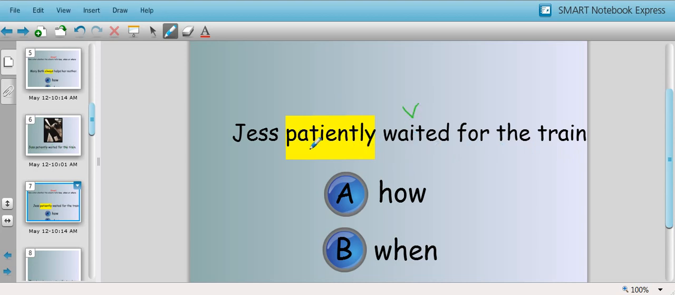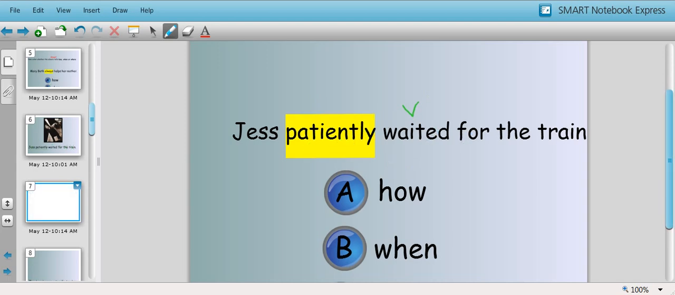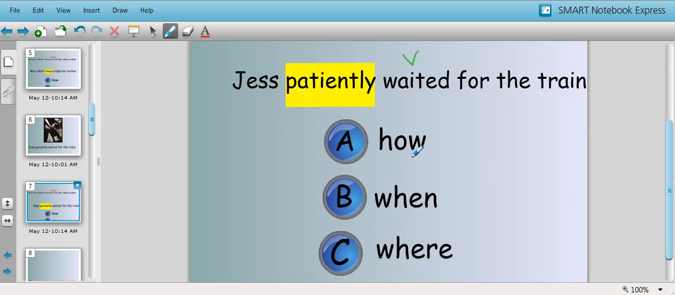Now we just need to find out how patiently modifies our verb. So, does patiently tell us how she waited for the train, when she waited for the train, or where she waited for the train? Well, patiently does not tell us where. We don't know from the word patiently where she waited. We don't know when she waited for the train. But we do know how she waited for the train, because she waited patiently.